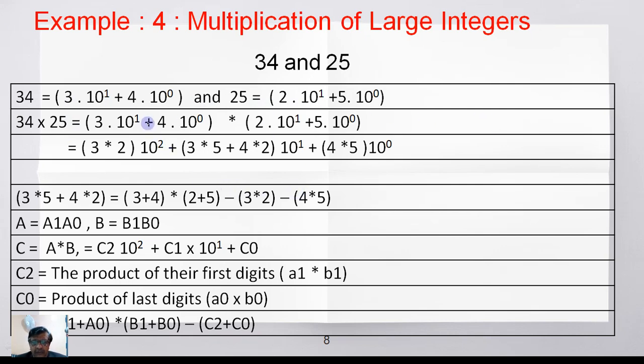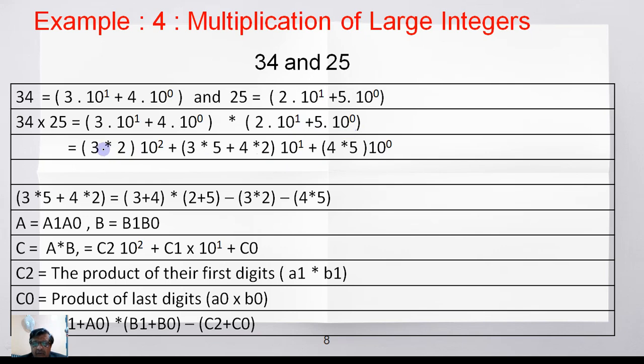So 3 into 10 to the power of 1 plus 4 into 10 to the power of 0, multiplied by 2 into 10 to the power of 1 plus 5 into 10 to the power of 0. 3 into 2 into 10 to the power of 1 into 10 to the power of 1, so it becomes 10 square, as the indices are added. Then 3 into 5 and 4 into 2 into 10 to the power of 1, and 4 into 5 into 10 to the power of 0 into 10 to the power of 0.